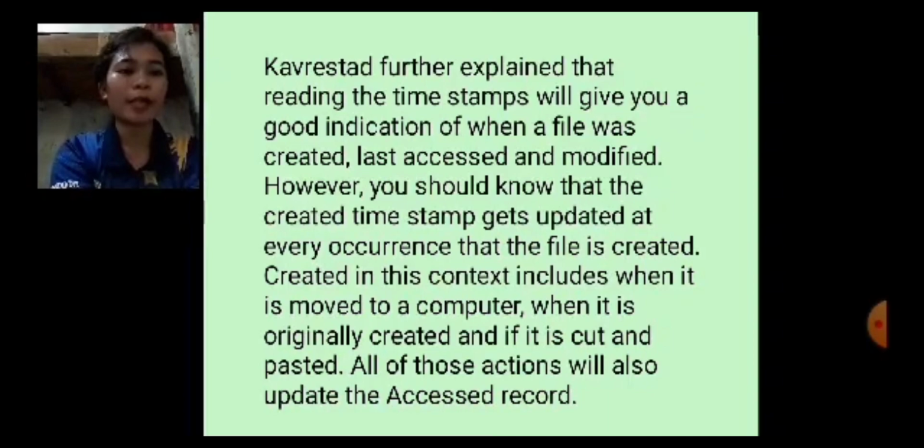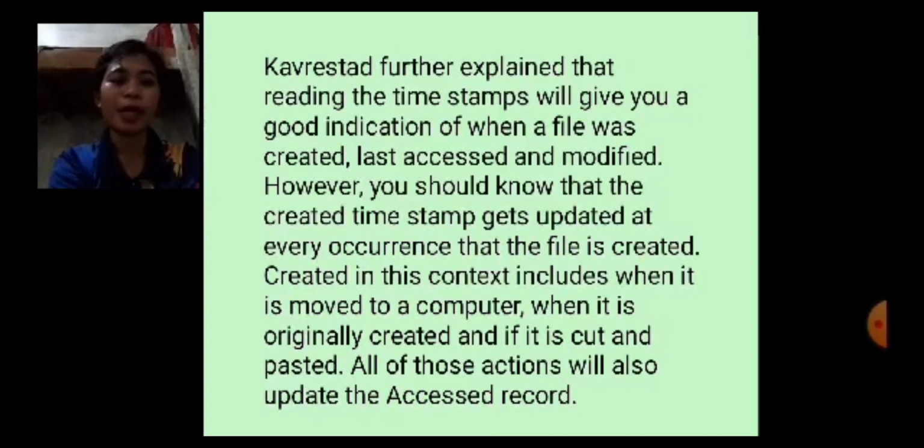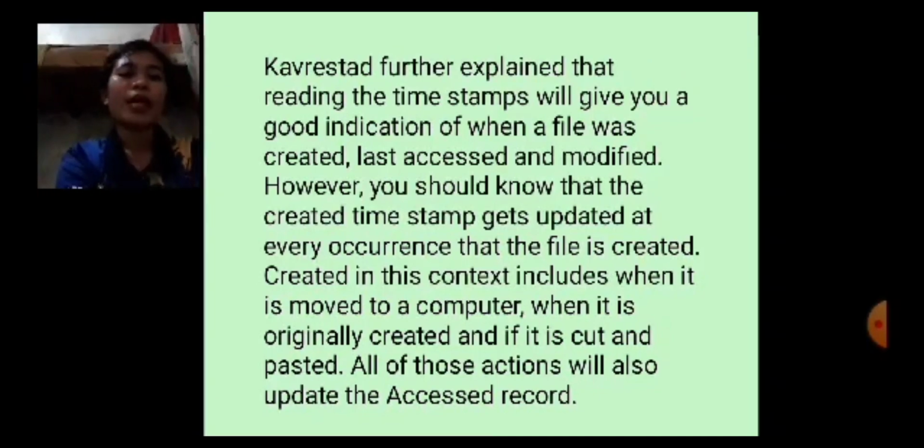Covrestad further explained that reading the timestamps will give you a good indication of when a file was created, last accessed, and modified. However, you should know that the created timestamp gets updated at every occurrence that the file is created. Created in this context includes when it is moved to a computer, when it is originally created, and if it is cut and pasted. All of those actions will also update the access record.